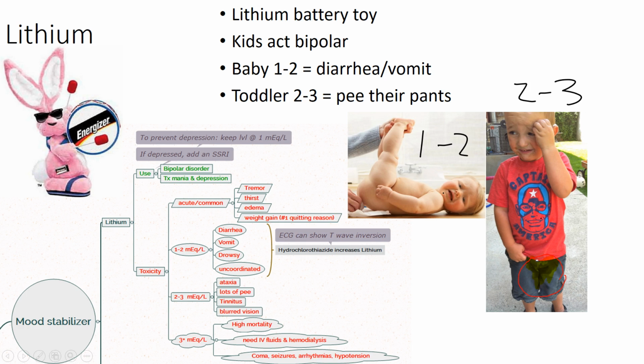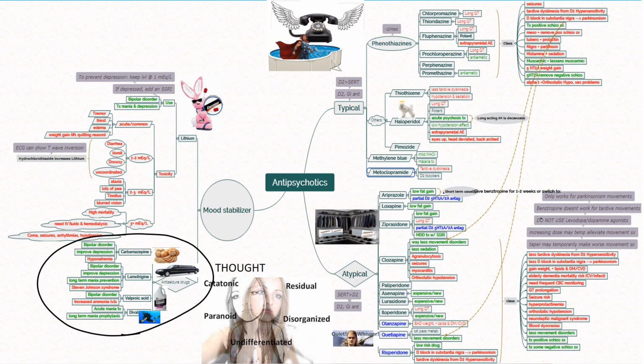And then 3 or more milliequivalents, that's going to be high mortality. They need IV fluids and hemodialysis, maybe go into a coma, seizures, arrhythmias, hypertension, all that kind of stuff. And just remember too, hydrochlorothiazide or any other diuretics, blood pressure medications, whatnot, sometimes they can cause the EKG to have T-wave inversion.